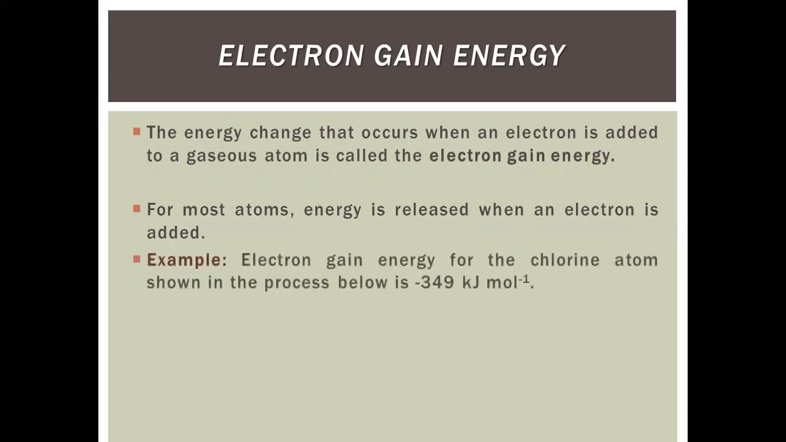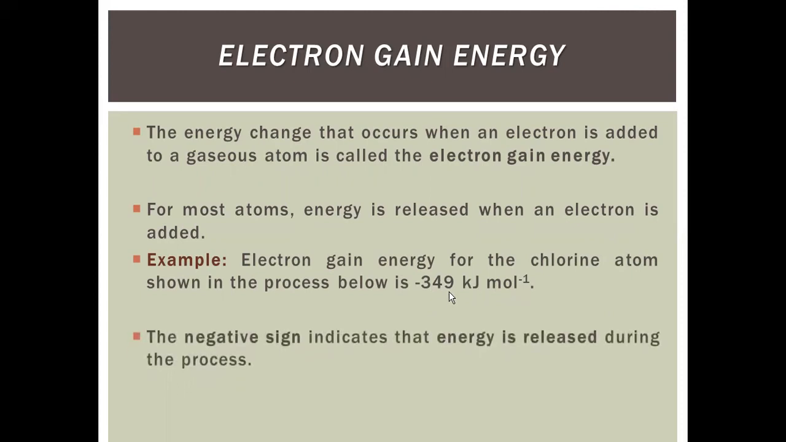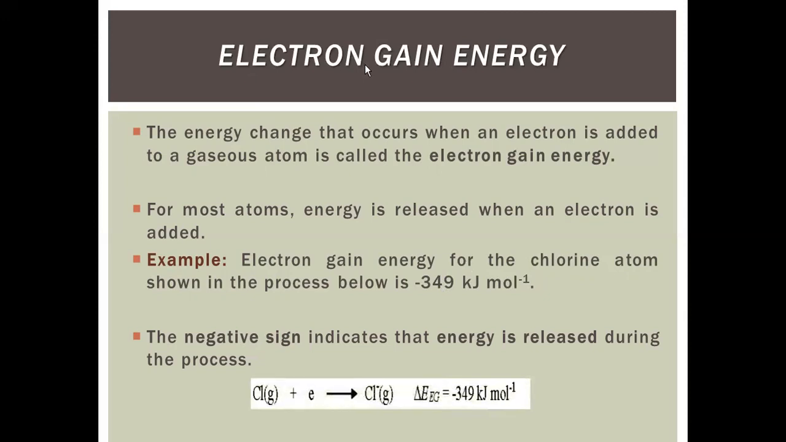So when you take an example, the electron gain energy for the chlorine atom in this process is minus 349 kilojoules per mole. That means, guys, it is releasing energy. Why do we call this minus? Why this negative sign? The negative sign implies the release of energy. So most atoms, during electron gain, release energy. So look at this example, the chlorine.